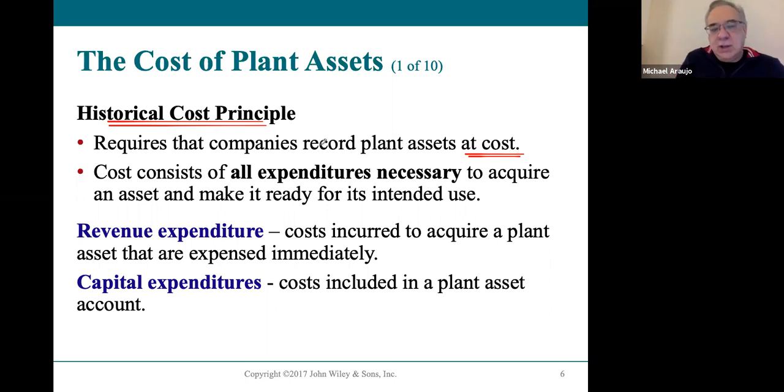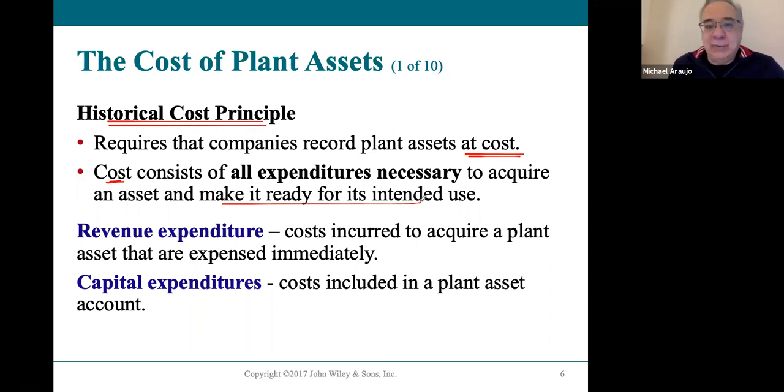Okay. So again, the cost is the idea that how do we make it ready to use? So buying a truck in and of itself isn't enough. It's not ready to use. You might need to add special shelving on that truck if you're going to be delivering things.